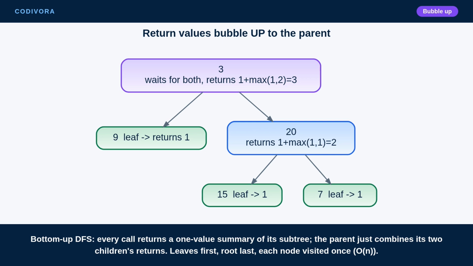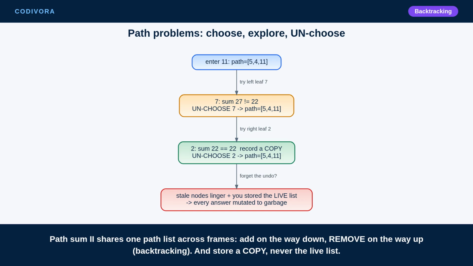Leaves resolve first, the root resolves last, and nothing is ever recomputed. That is why it is one clean linear pass. And the same shape counts nodes, sums subtrees, or checks balanced, just by changing the combine step. Path problems add one twist.